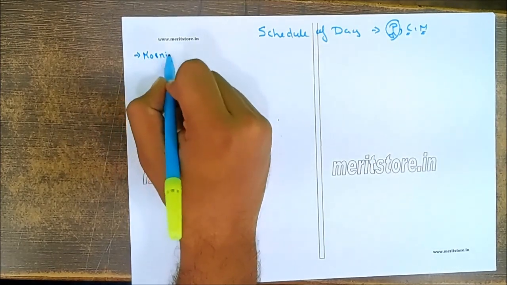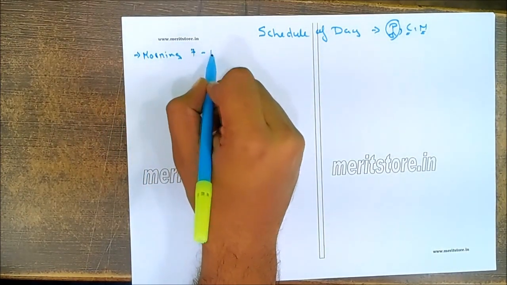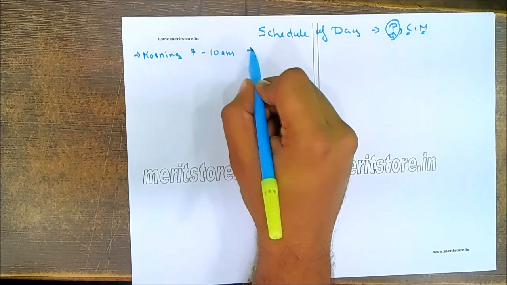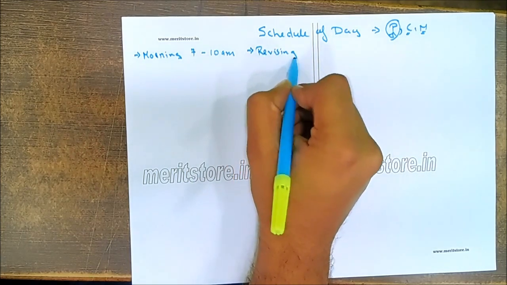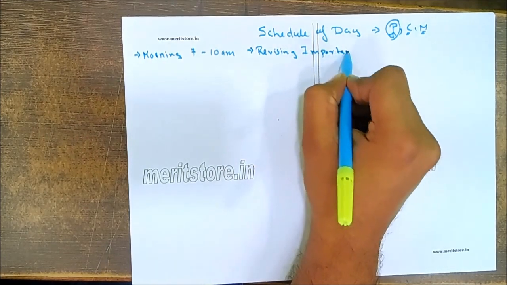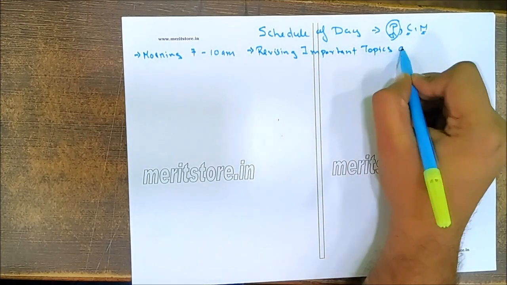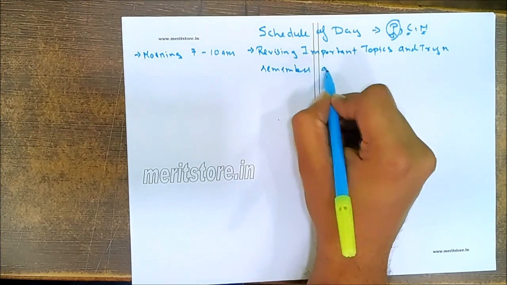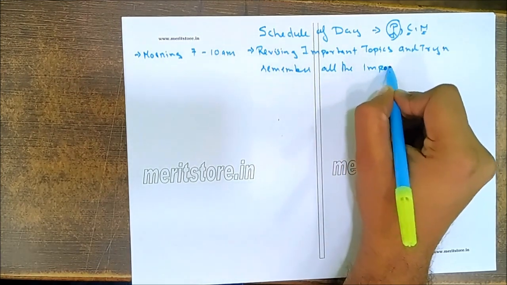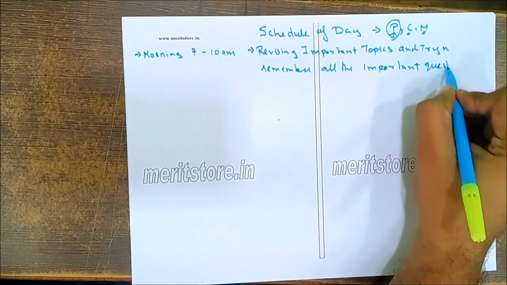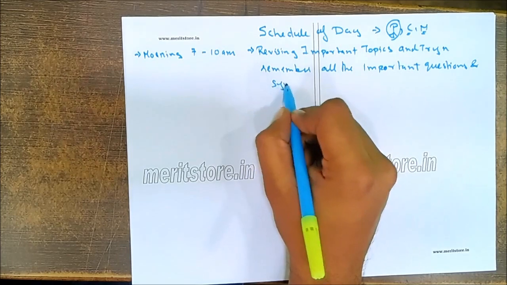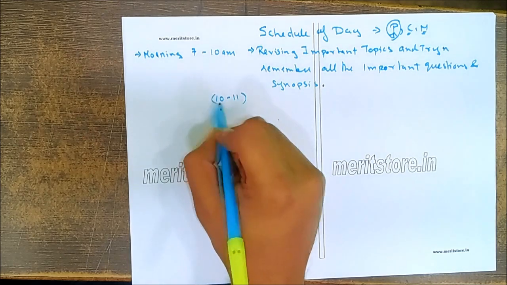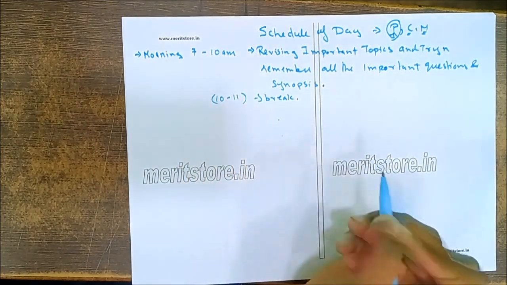Basically, thinking that we'll get up in the morning at 7 a.m., the study in the morning is very efficient and useful. So from 7 to 10 a.m. what we are going to do is start revising important topics and try to remember all the important questions and synopsis. The next 1 hour, I'll allow you to take a break and relax.